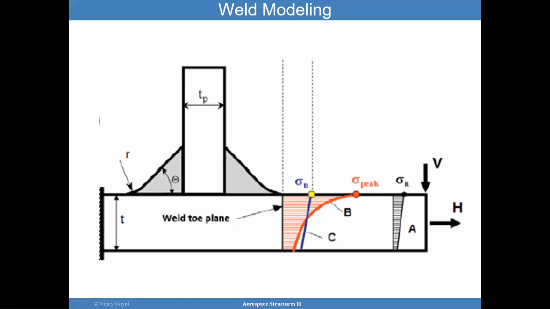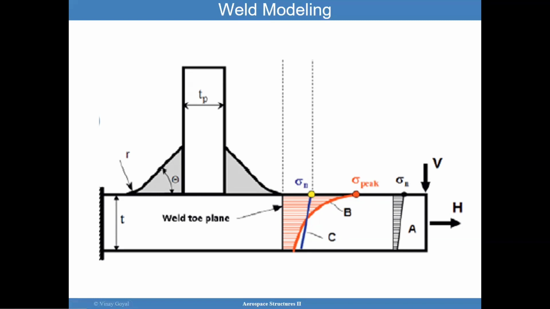Here's another example from the side view. So if I have a load H, a load V, I'm going to have some amount of axial loading, some amount of bending. But when I approach the weld toe plane, and I call this toe where the weld attaches here, then the stress is going to peak in this manner. So this is going to accentuate this stress to this much.